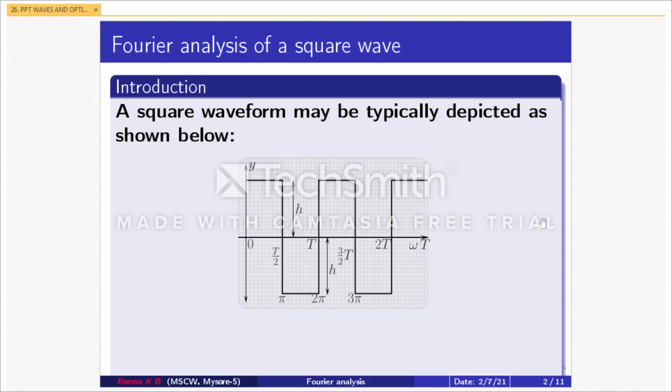Introduction. A square waveform may be typically depicted as shown below. We have taken omega t along the x-axis. H represents the height of the square wave along the y-axis. 0 to capital T represents one complete waveform.